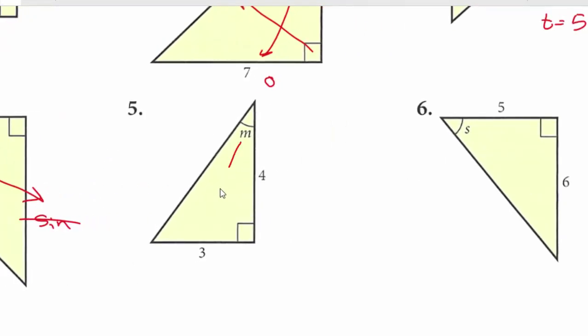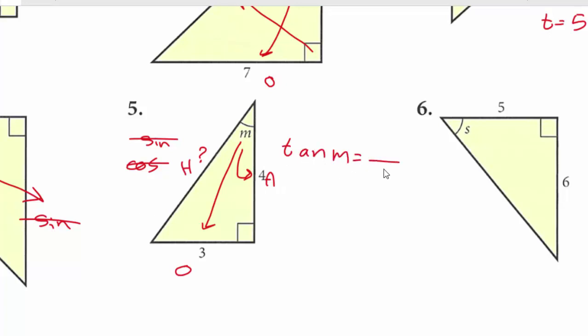Here, the opposite is given. The hypotenuse, which is the longest, is not here, so it means sine and cosine can't be used. Why? Because the hypotenuse is not given. What is given is the opposite and the adjacent. So this time we need to use tan. Tan of m is equal to opposite over adjacent, 3 over 4.